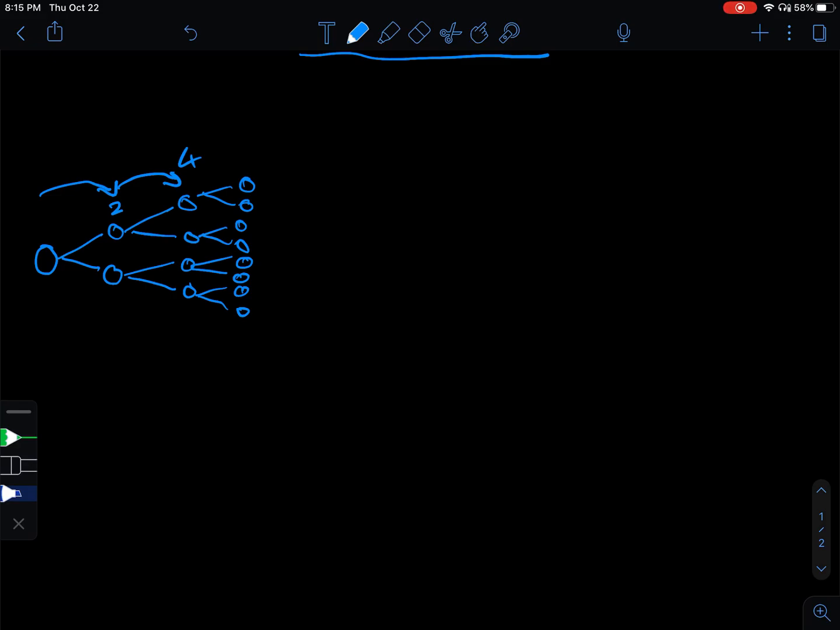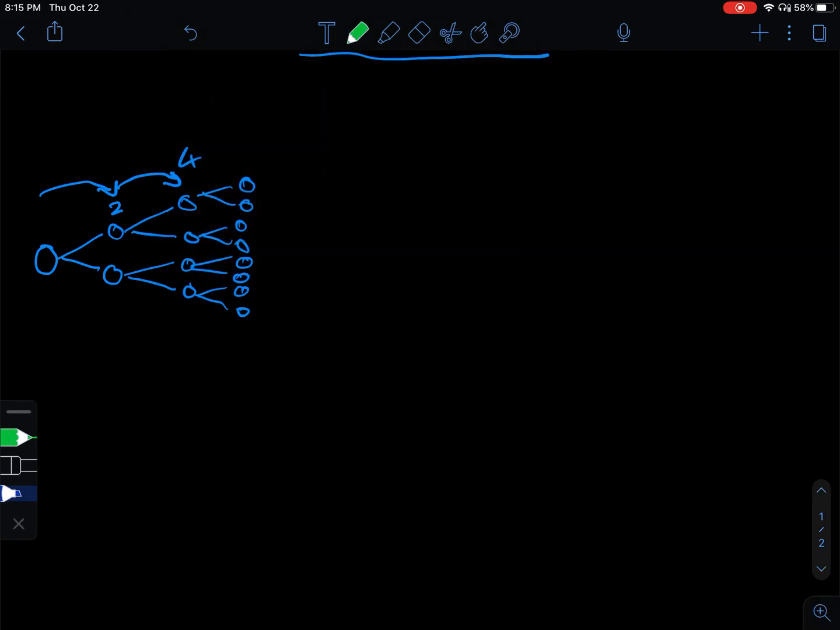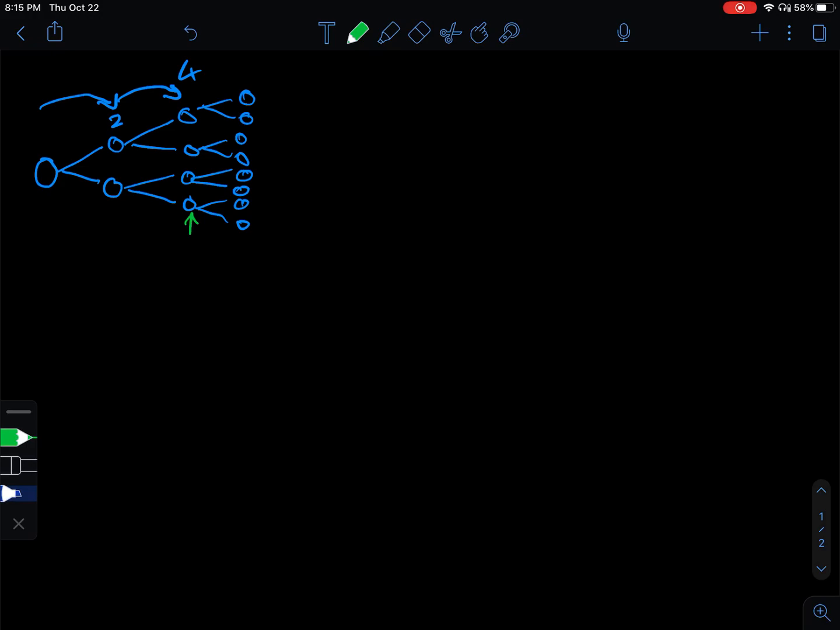Now, what if you want to tell the total number of cells, including the original ones, at the end of every division? Let me give you an example. If it was after 2 divisions, which would be right here, if I wanted the total population after those 2 divisions, that wouldn't just be 4, it would be 1 plus 2 plus 4. And that is 7. That's what I want to know.